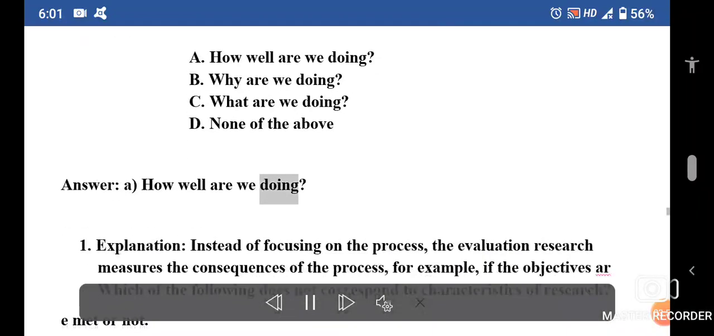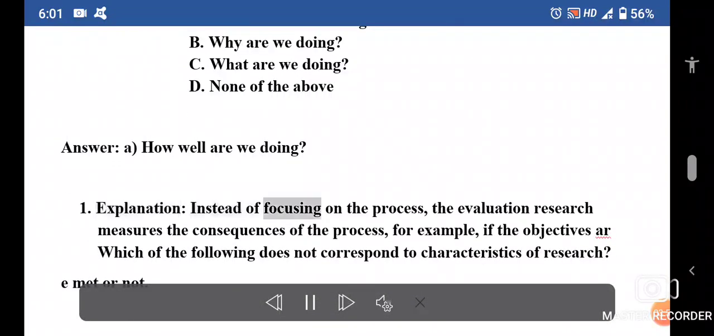How well are we doing? Why are we doing? What are we doing? None of the above. Answer A. How well are we doing? Explanation: Instead of focusing on the process, the evaluation research measures the consequences of the process.